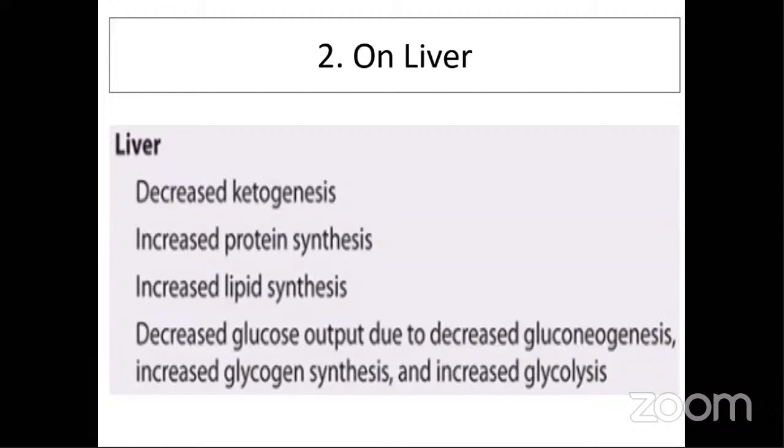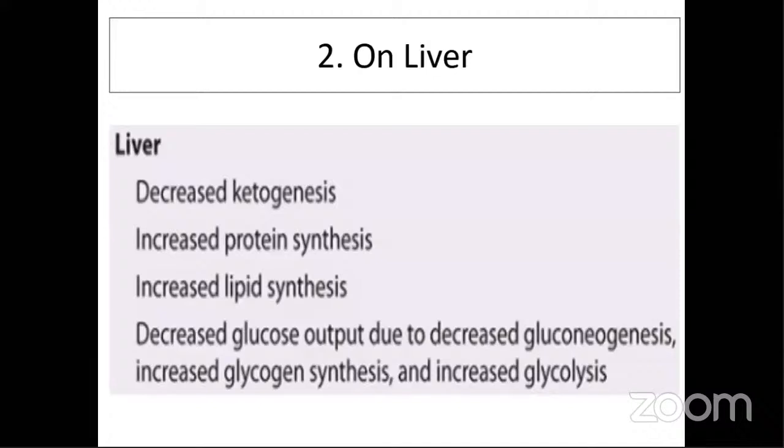The body can mainly use two energy sources. Glucose is the predominant energy source, and along with that, fatty acids can also be used. If the body wants to utilize glucose as the energy substrate, there should be a sufficient amount of insulin. Understood? If insulin is not there, glucose will not be used up.